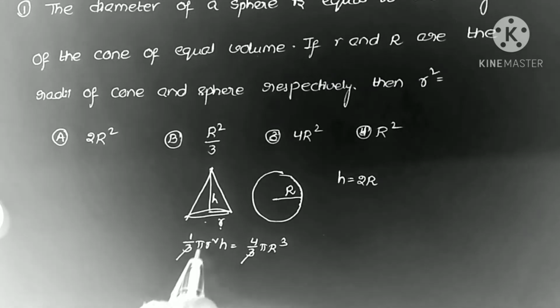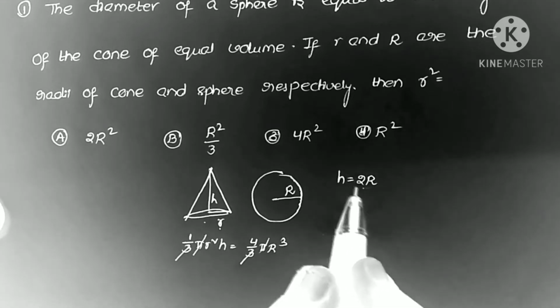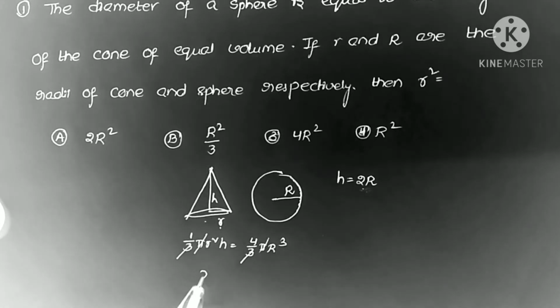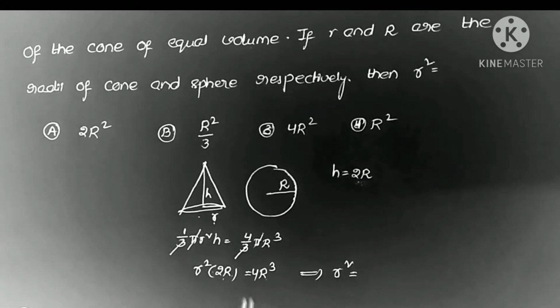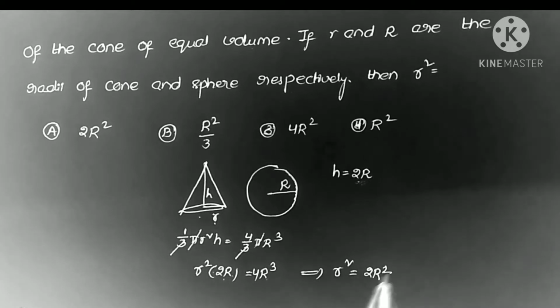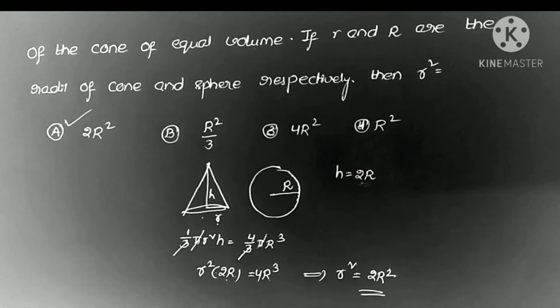So here 3 and 3 get cancelled, pi and pi get cancelled, and already we have that h is equal to 2R, that is r square into 2R is equal to 4R cube, that is r square is equal to 2R square. Therefore, the value of r square is equal to 2 into capital R square. That is the first option.